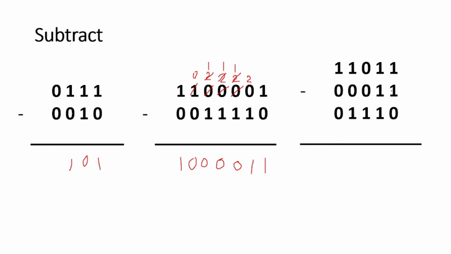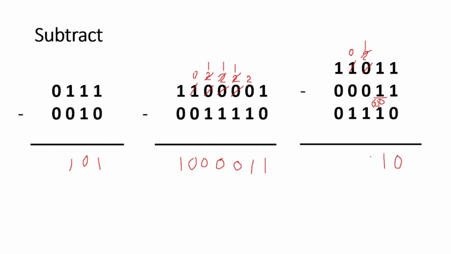1 minus 1 is 0. 0 minus 0, so we could just bring it down, 0. How about this one? 1 minus 1, it's 0. 0 minus 1, since we cannot subtract it directly, we need to borrow from our neighbor. 1 becomes 0, 0 receives 2. This one borrows from this, becomes 1, and this one receives 2. Now we can subtract it. 2 minus 1, we have 1 left.